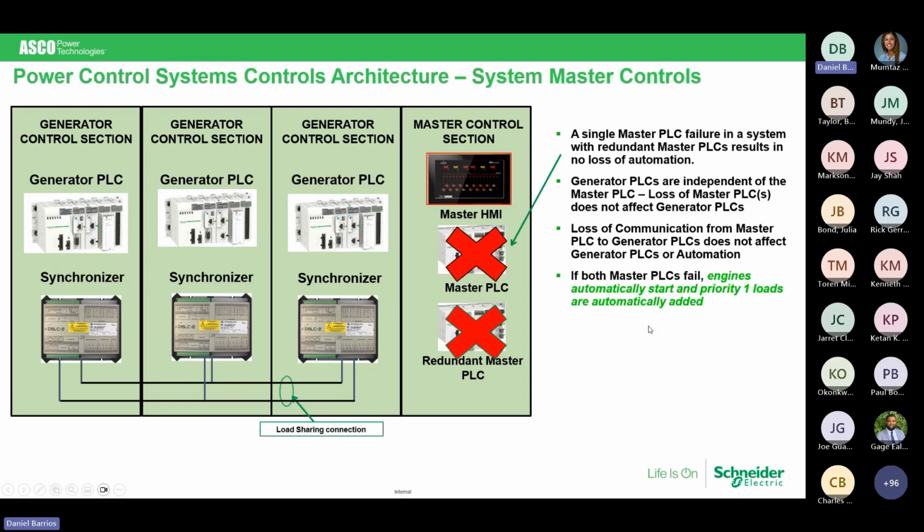Power control systems architecture. A single master PLC failure in a system with redundant PLCs ends up with no loss of automation. Generators, PLCs are independent as stated. Loss of communication from the master PLC to the gen PLCs does not affect the generator PLC's automation. However, as I stated before, should you have a catastrophe and you lose both of your master PLCs, the engines automatically start, and because there is no transfer inhibit signal to your priority 1 loads, they will transfer.